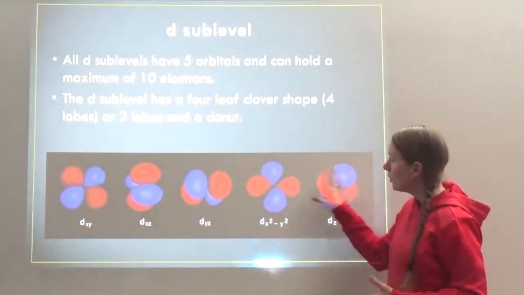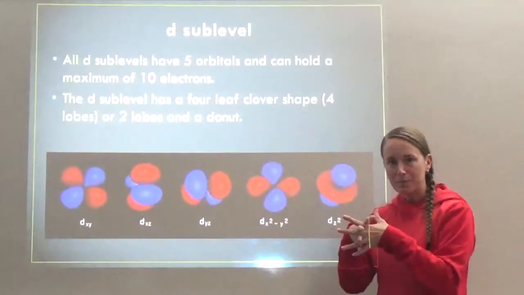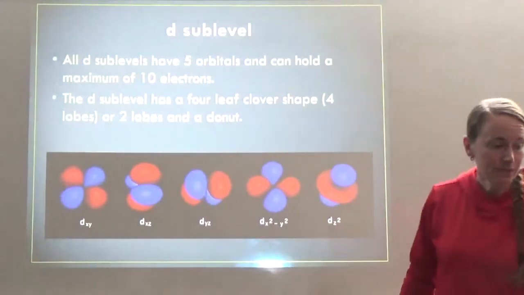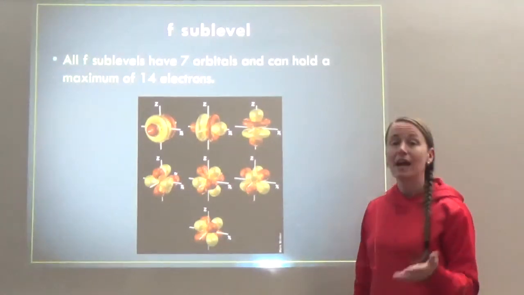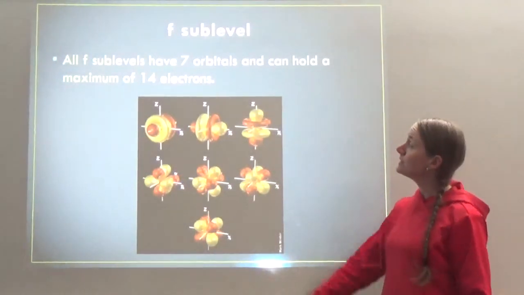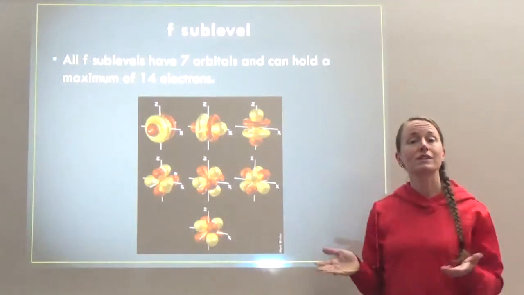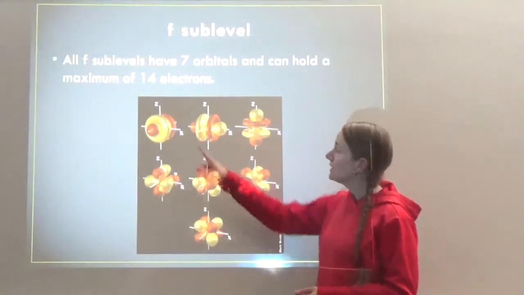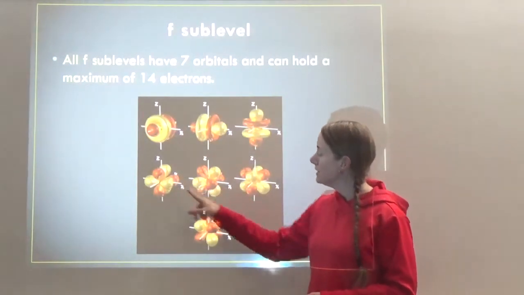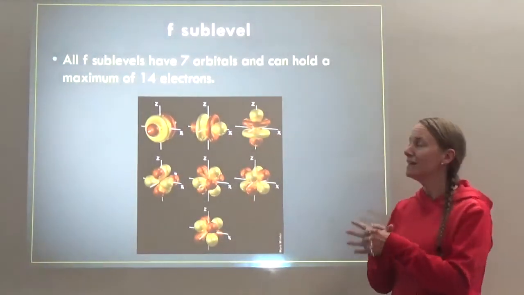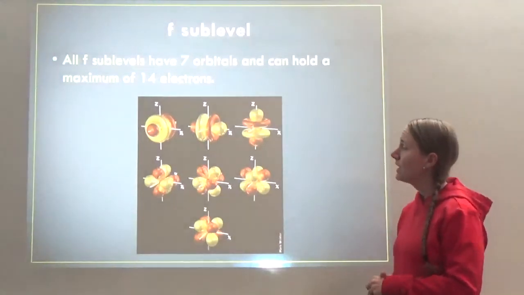Okay, and again, all 5 of these would be overlapping each other, but we pull them apart so that you can see them better. All right, so D has 5 orbitals and holds 10 electrons, so F has 7 orbitals and can hold up to 14 electrons. And so again, you can see all 7 of the shapes right here. They would all be overlapping, but again, then we wouldn't be able to see what they look like.